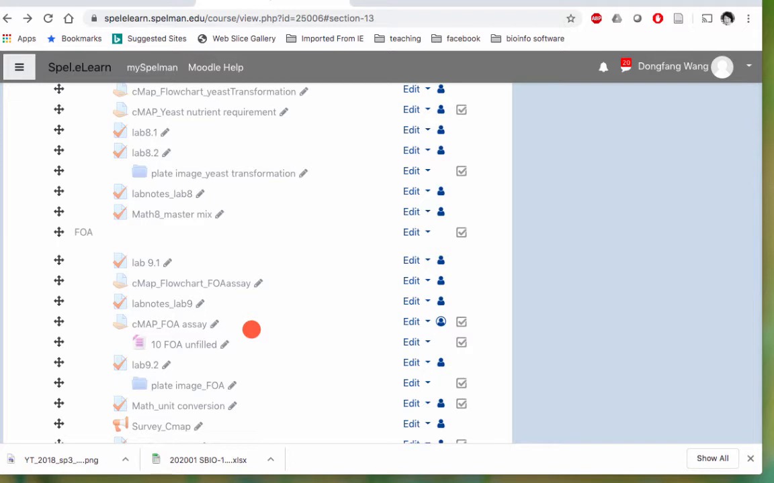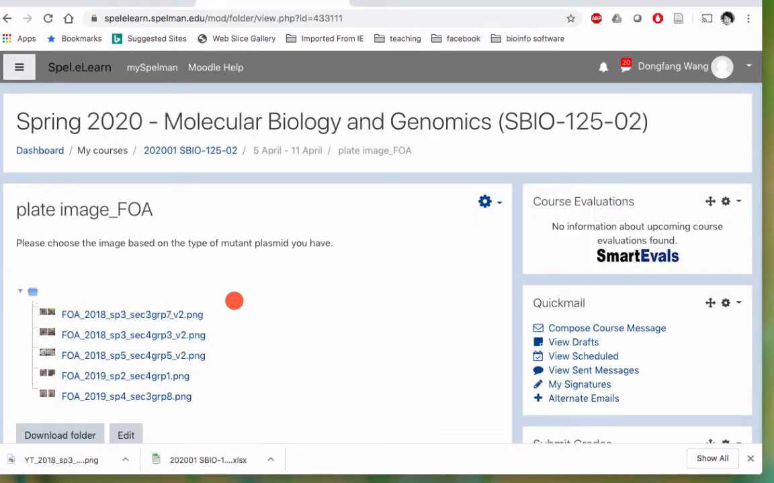Today we're going to do this assignment called lab9.2. This is where we analyze the data generated from the FOA assay. All the plate images are provided in this folder right underneath this assignment. Please select the images based on the type of mutant plasmid that your group has.